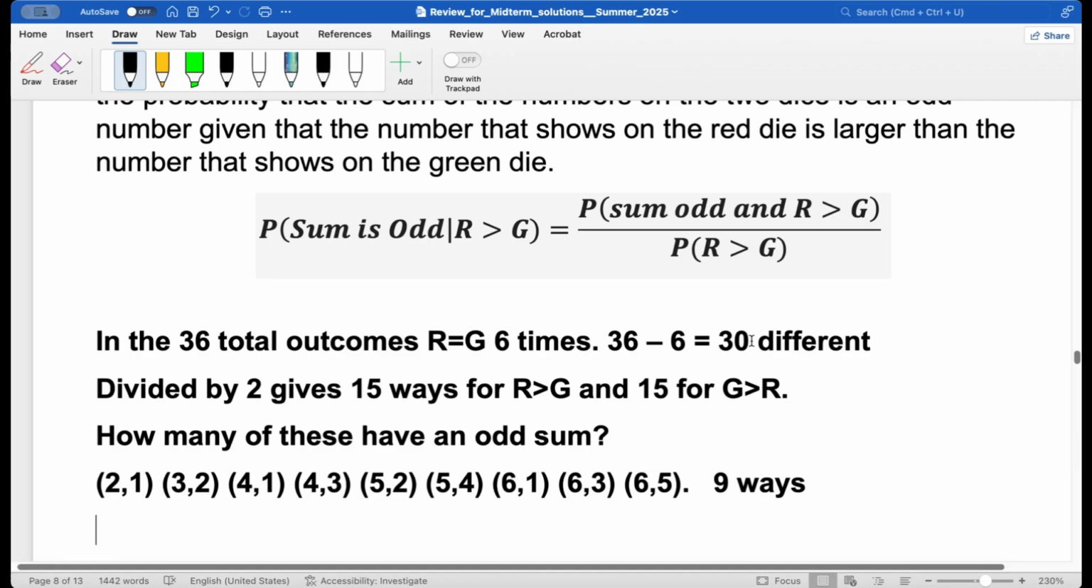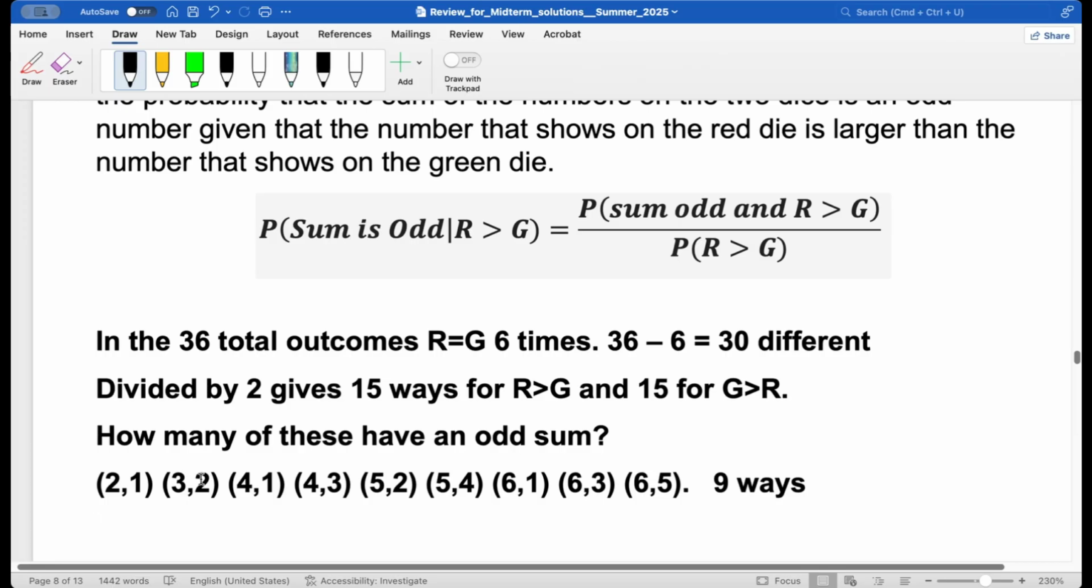So basically, in order to get an odd sum, you need to have one odd number and one even number. So I just ran through the cases here. So red first and then green. So we need the first number to be higher than the second. So 2 plus 1 makes an odd 3. Now, if you start with a 3, 3 and 1 would be an even. So we skip that. It's got to be an even number.